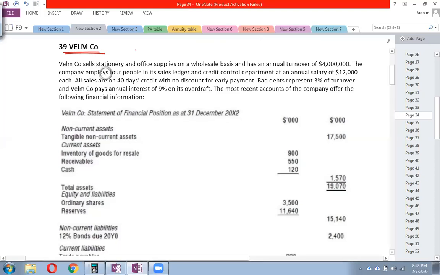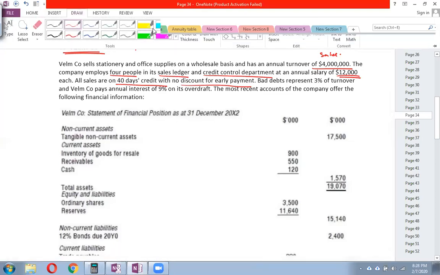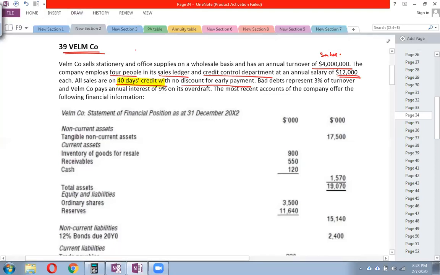Okay. Velmco sells stationery and office supplies on a wholesale basis and has an annual turnover of 4 million. So here's your sales, 4 million. The company employs 4 people in the sales ledger credit control department at an annual salary of 12,000. So 4 people getting 12,000 will mean 48,000. So currently they are getting 48,000, right? All sales are on 40 days credit with no discount for early payment.